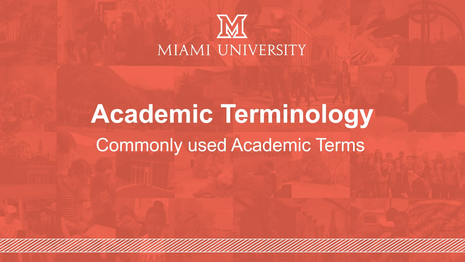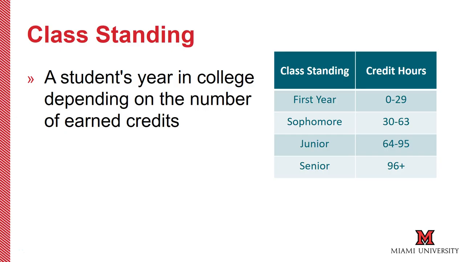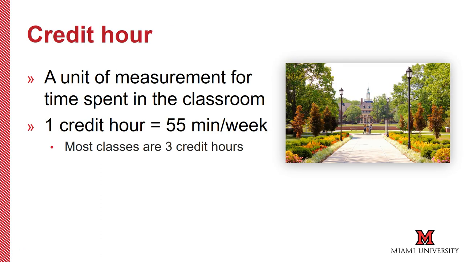This screencast will review commonly used academic terms at Miami University. Class standing is a student's year in college depending on the number of credits earned. A first-year student is a student who has 0 to 29 earned credit hours and a sophomore 30 to 63 earned credit hours. Students who have 64 to 95 earned credit hours are known as juniors. Students with 96 or more credit hours are referred to as seniors.